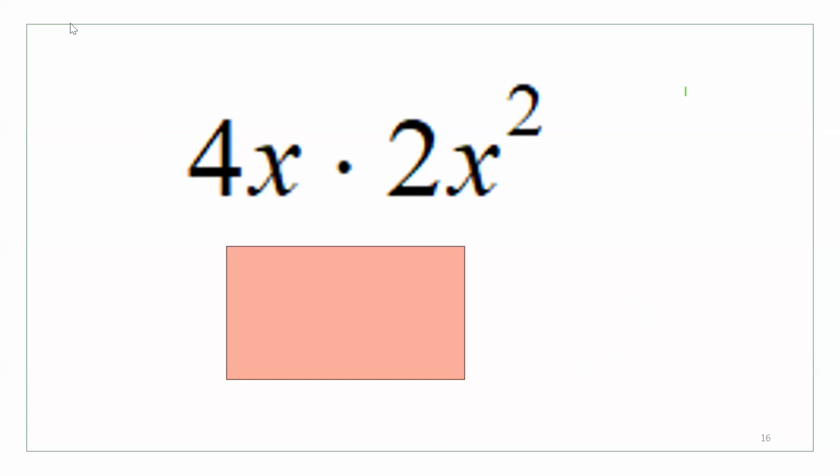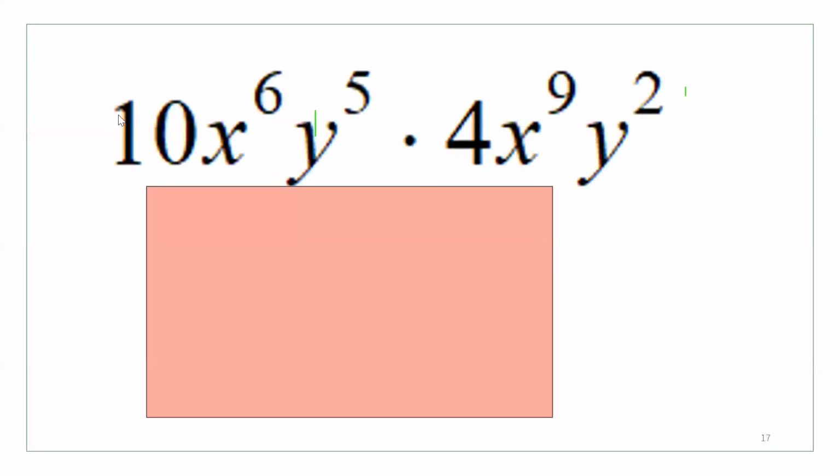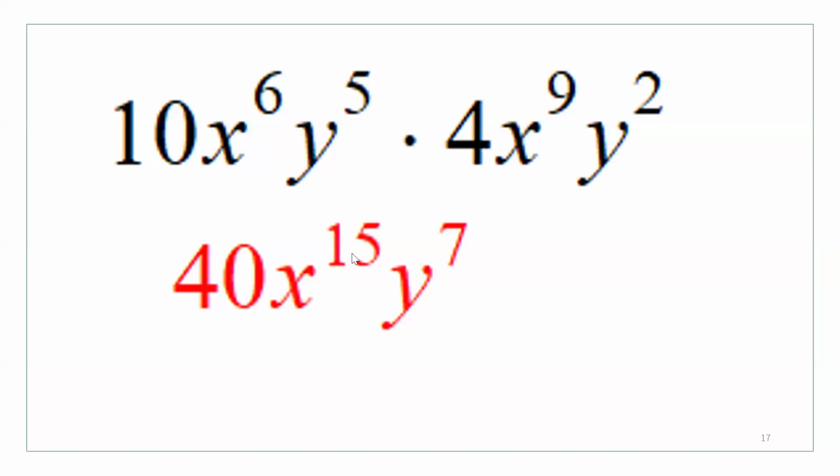3, 2, 1. Hopefully you put a 1 there. 4 times 2 would have been 8, and then 1 plus 2 would have been 3, so 8x to the 3rd. All right, now we're adding another variable to it. Go ahead, pause the video, try this example. 3, 2, 1. 10 times 4 would give you 40. 6 plus 9 would give you 15. 5 plus 2 would give you 7. So did you have 40, x to the 15, y to the 7th?